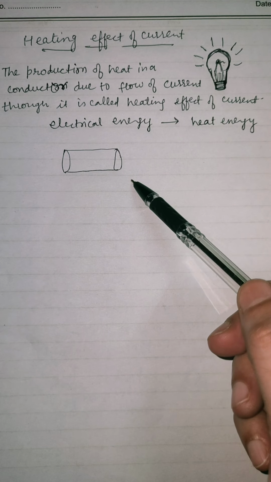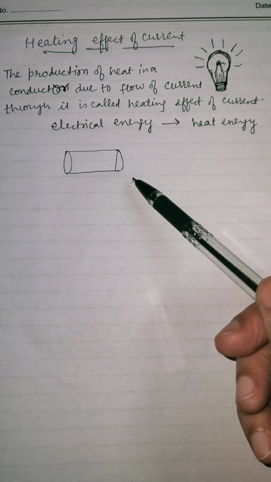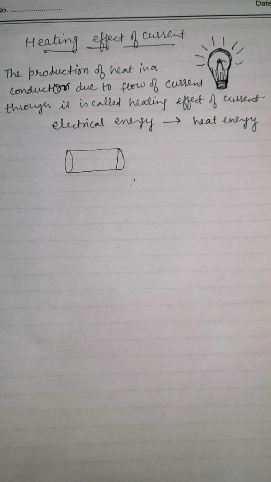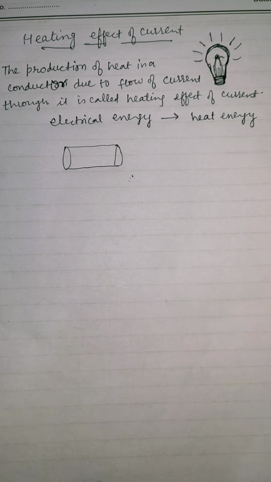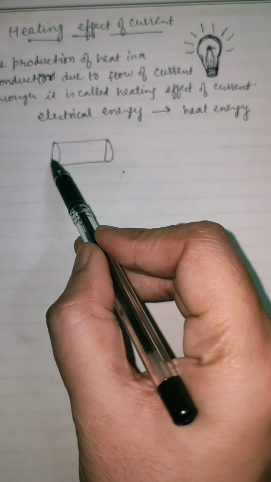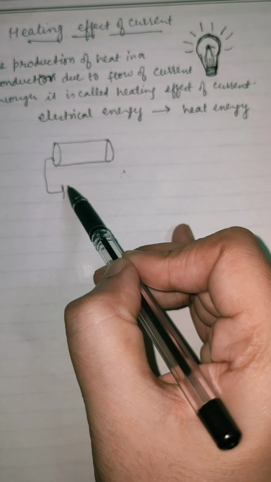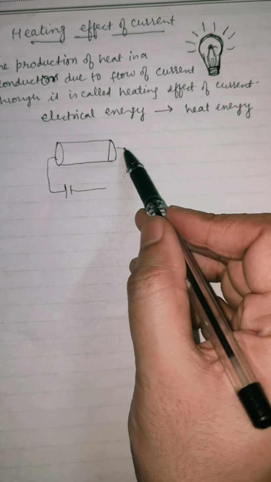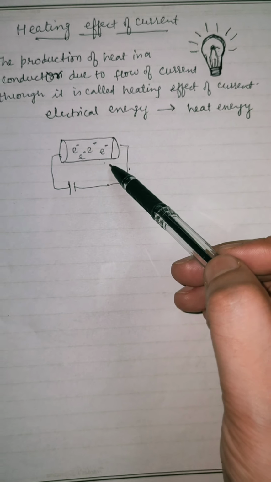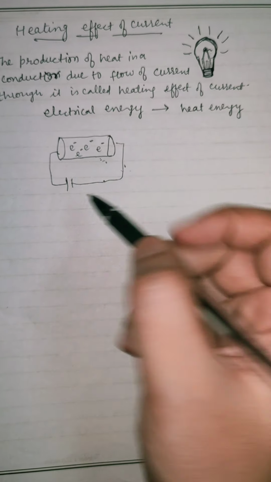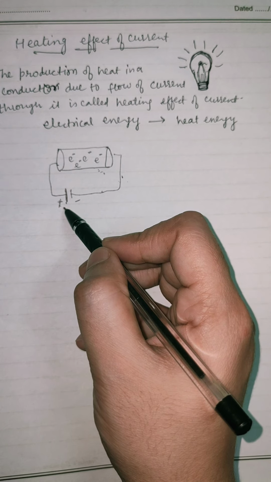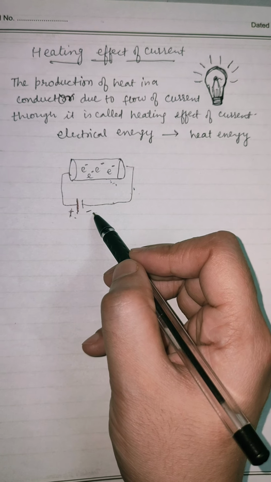This is a metallic conductor, and we know in a metallic conductor there are a large number of free electrons, and these electrons move randomly here and there. When we connect this metallic conductor with any external source, these electrons do not move here and there. Here we use a cell. This side contains positive charge and this side contains negative charge.